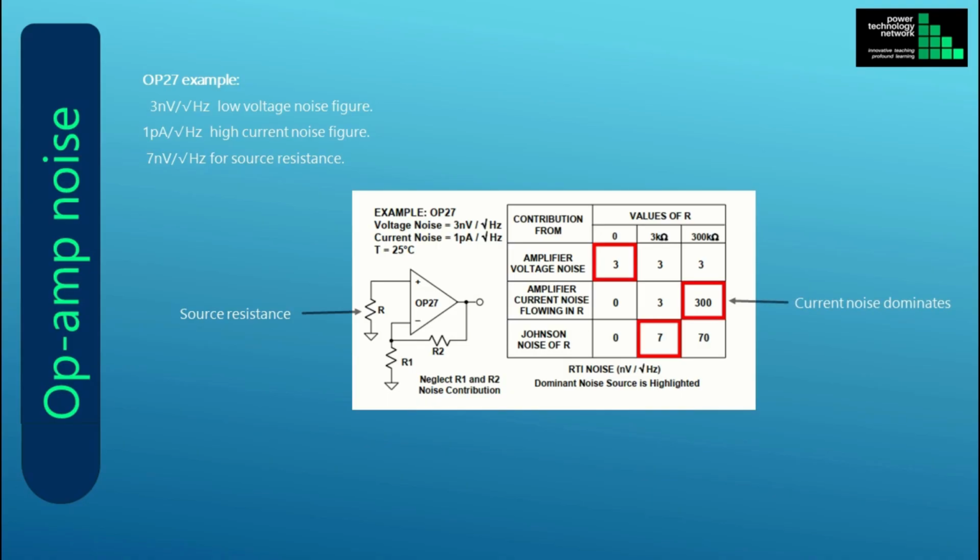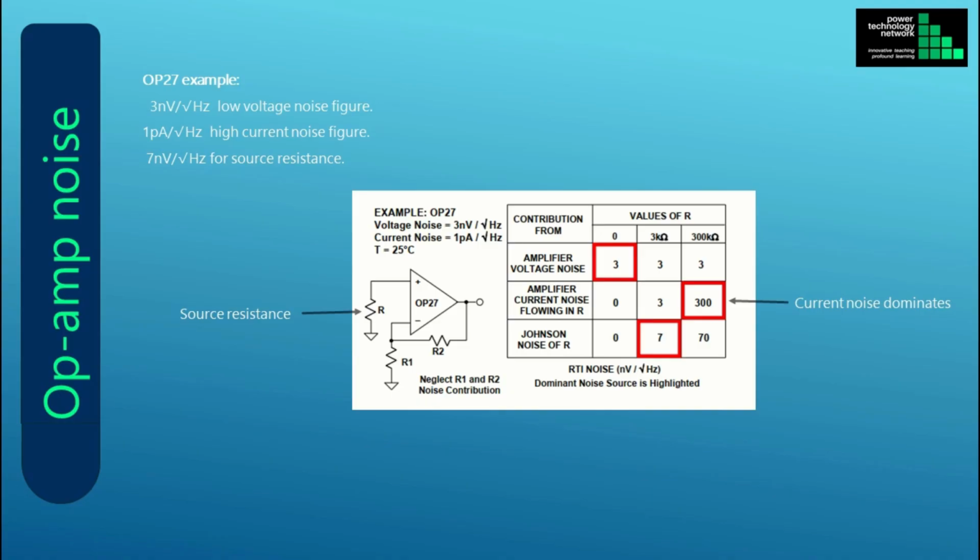With zero source impedance, the voltage noise will dominate as shown in the left column of the table. With a source resistance of 3 kΩ shown in the center column, the current noise of 1 picoamp per square root hertz flowing in 3 kΩ will equal the voltage noise, but the Johnson noise of the 3 kΩ resistor is 7 nanovolt per square root hertz and is dominant.